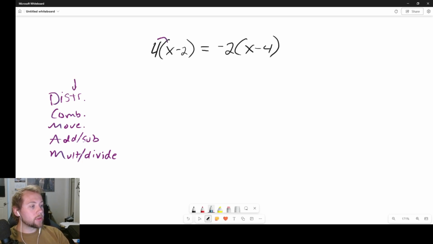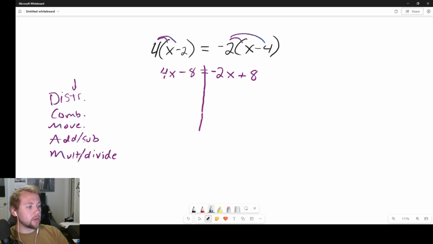To distribute, I'm going to distribute both of these terms across the parentheses. 4 times x is a 4x. 4 times a -2 is a -8. -2 times x is a -2x. -2 times -4, negative times a negative is a positive, so that's a +8. So now I draw my line down. It's a little crooked, but that's okay.